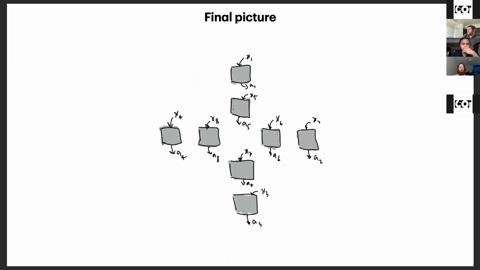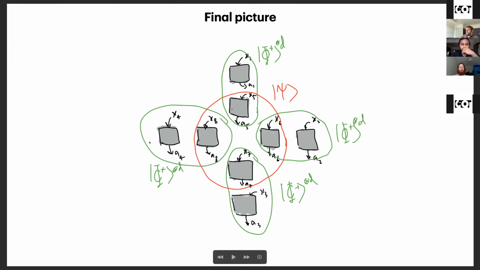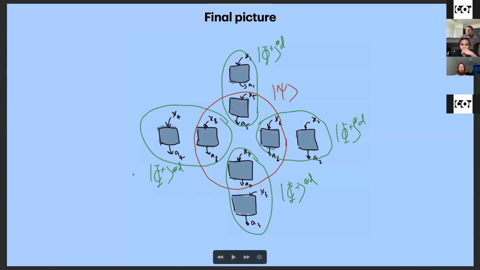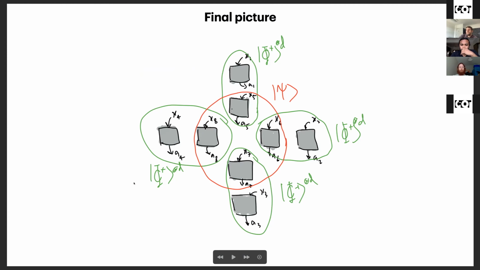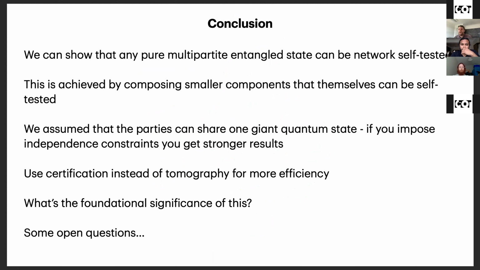So this is the final picture where, for each system in my state that I want to self-test, I bring in an extra system and I self-test the maximally entangled state between this additional system and my main system. Okay, and I should definitely conclude now. So the whole point in this network self-testing approach is that we can show that any pure multipartite entangled state can be extracted from this network. So we go to a more general setting, and this allows us to conclude that it's possible to self-test any pure multipartite entangled state. And what I quite like about this is it's very compositional. A lot of self-testing results rely on algebraic results and things like this, whereas this is about composing smaller components with each other.